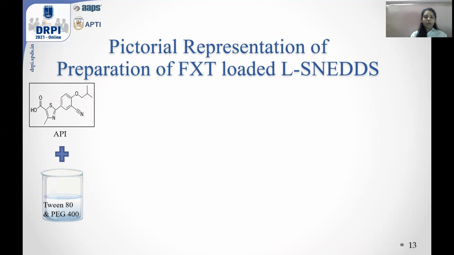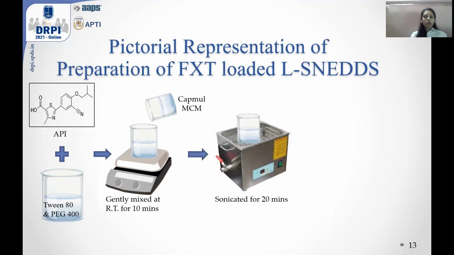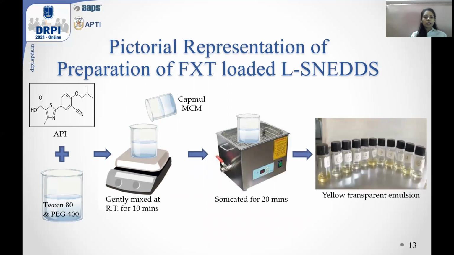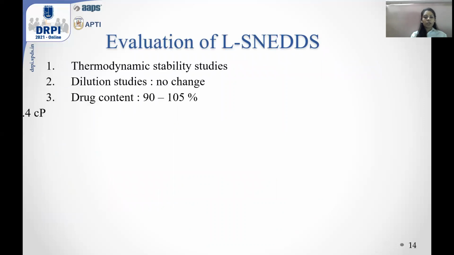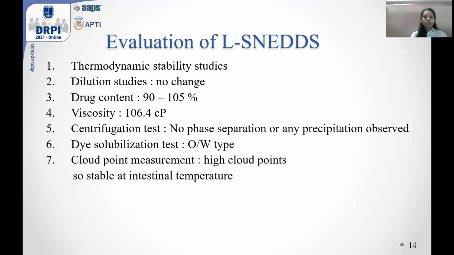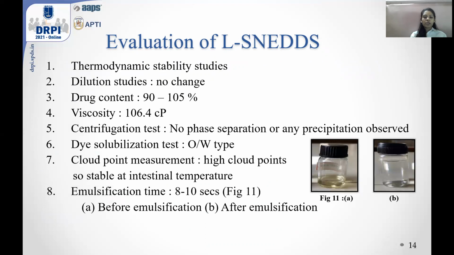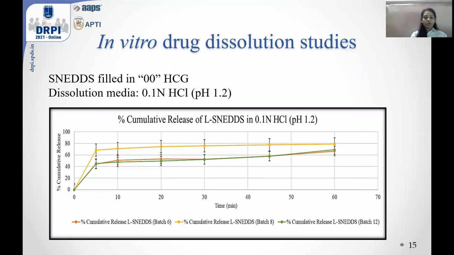Liquid SNEDs were prepared by dispersing febuxostat in a mixture of Tween 80 and PEG 400 and gently mixed at room temperature for 10 minutes. Campul MCM was weighed and mixed with S-mix and sonicated for 20 minutes to form a yellow transparent emulsion. Liquid SNEDs were evaluated for various parameters like dye-solubilization test, cloud point measurement, emulsification point, etc. SNEDs were then filled in size 00 hard gelatin capsules.